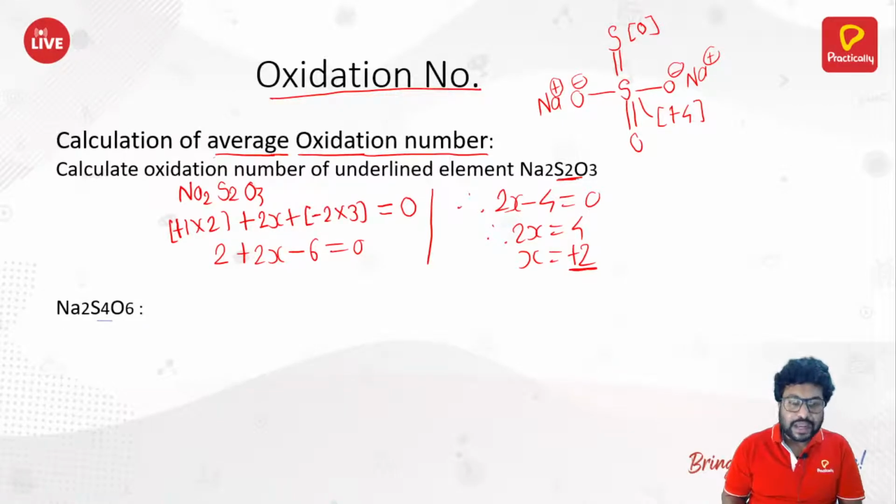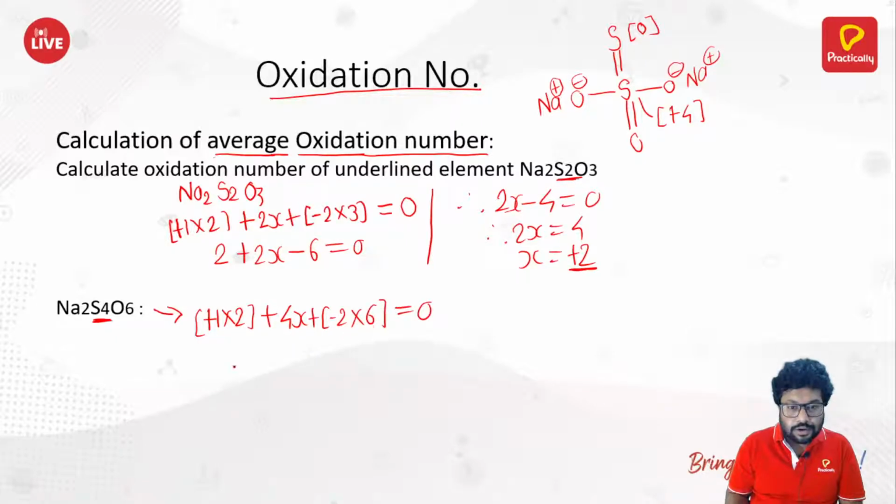Okay. Next, here they have asked us to find out the oxidation number of this sulfur. Again, we can solve it in a similar fashion. There are 2 sodium, right? So that means plus 1 into 2, plus 4 sulfur, therefore 4x. 6 oxygen, therefore minus 2 into 6 is equal to 0. Plus 2 plus 4x. 6 into minus 2, minus 12, equals 0.